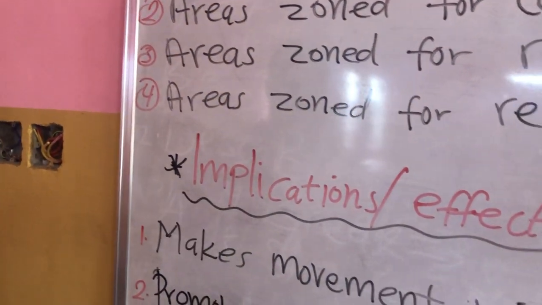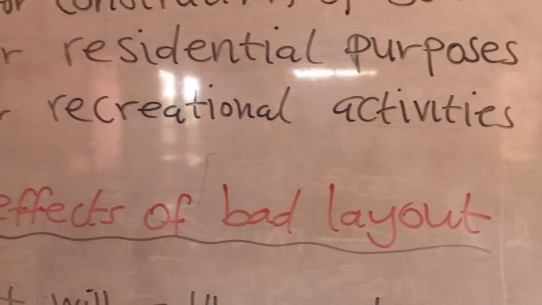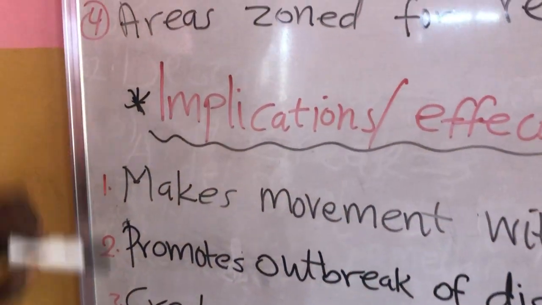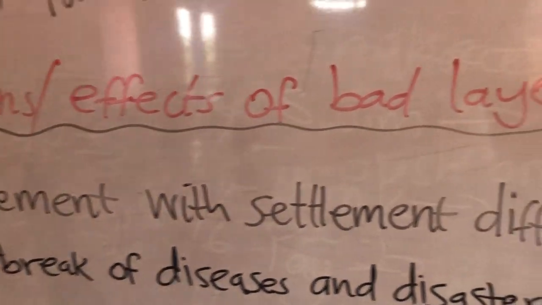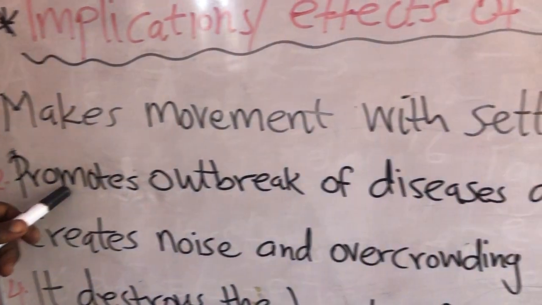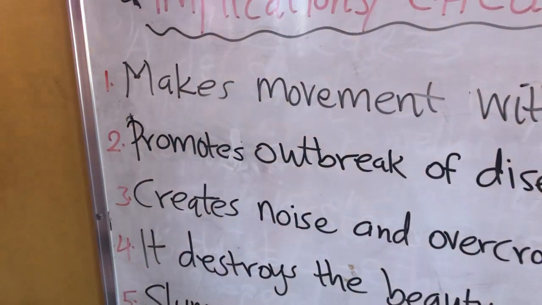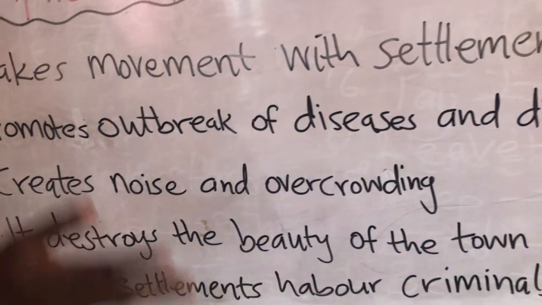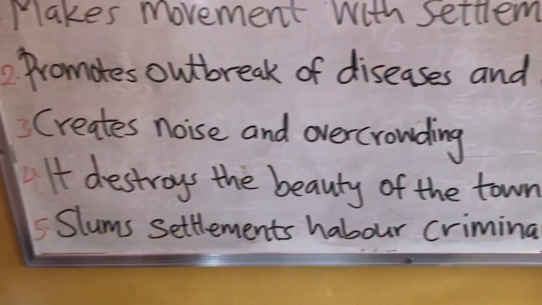The implications or the effects of bad layouts. When the layouts are badly laid, what will be the effects? One, it makes movement within the settlement difficult. It promotes outbreak of diseases and disaster, because there will not be good sanitation in that area. The next one is that it creates noise and overcrowding. That is what happens in a badly laid out settlement. There's always noise and overcrowding there.